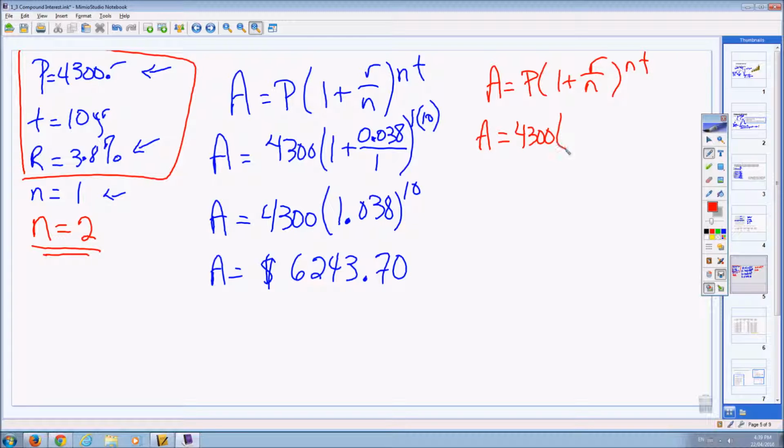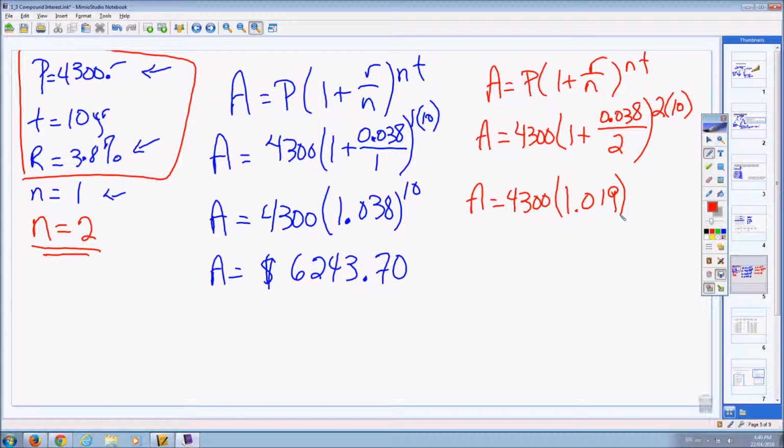4,300 for the principal, 1 plus 0.038 for the interest rate, but now our n is 2, and our n is 2 up here as well. Still the 10 years. And so now you can see that your number is going to change here inside the brackets. So this is going to be 1.019. So I've done the 2 steps. I've divided the 0.038 by 2 and added it to 1 at the same time. And my exponent now is 2 times 10, which is 20.